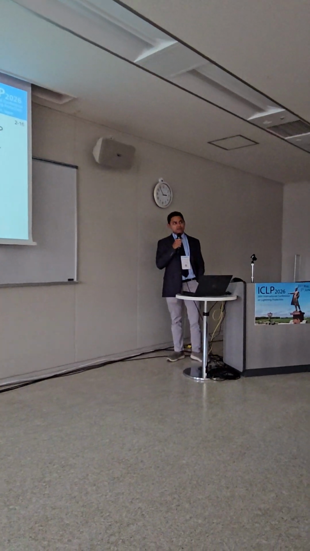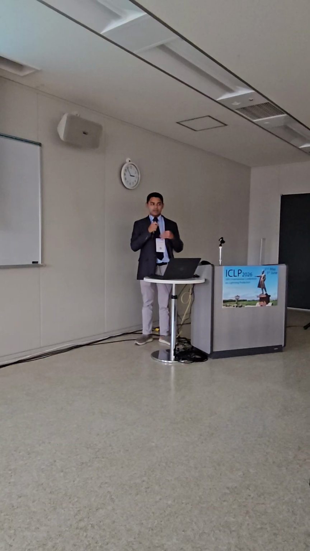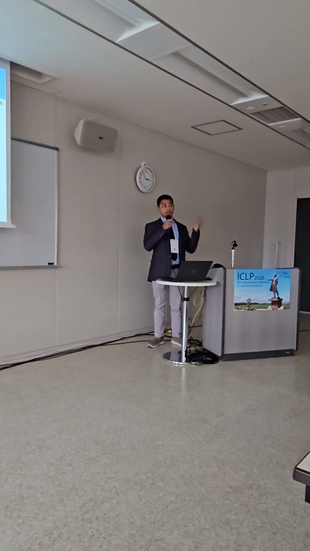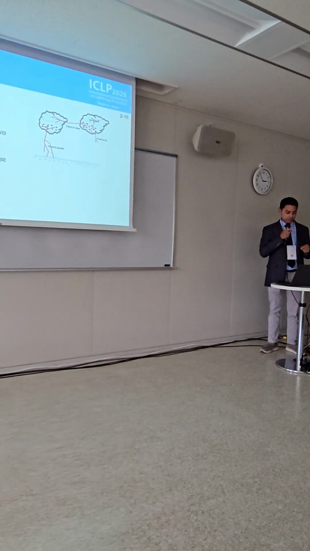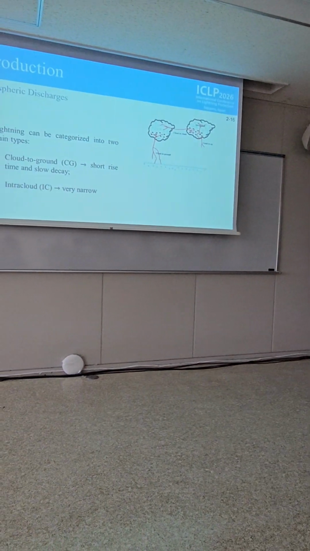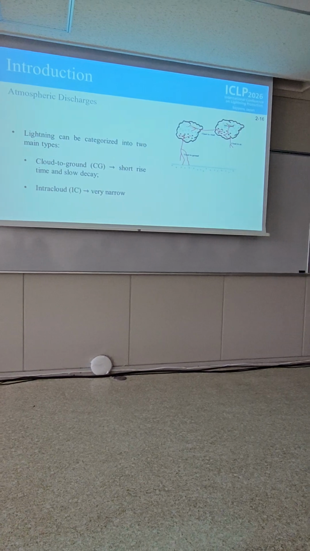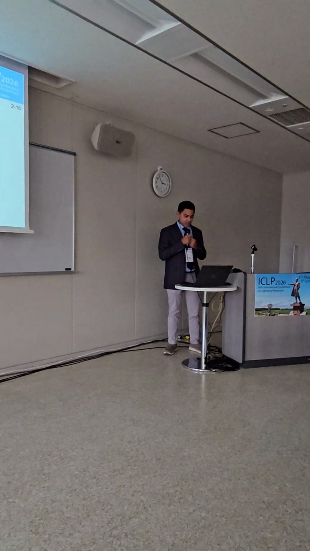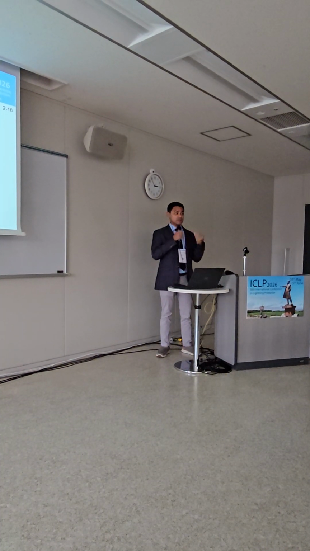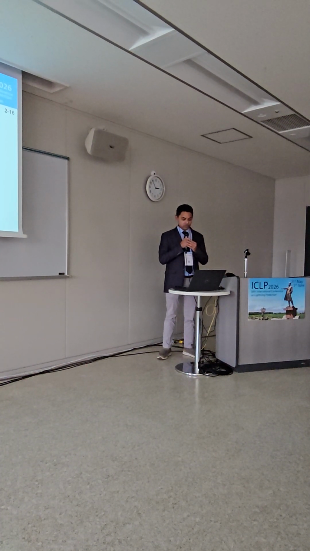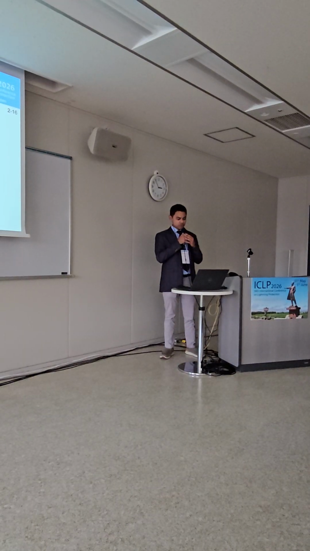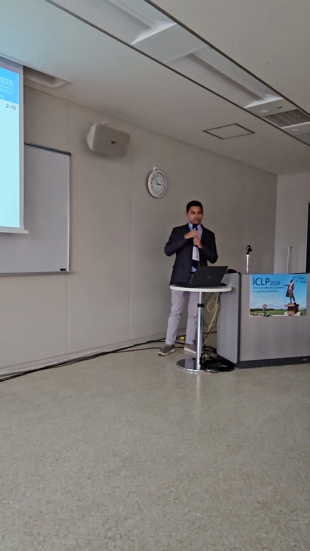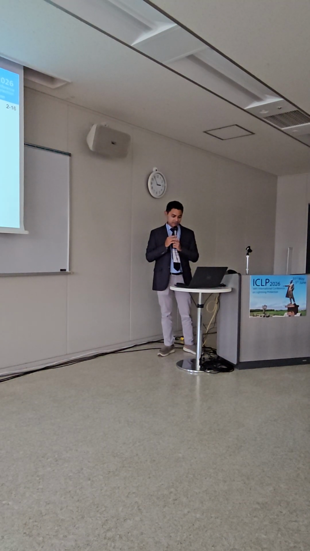Lightning can be divided mainly into two types: the one that remains in the cloud, the intra-cloud lightning flashes, and the cloud to ground, the ones that touch the ground. They have different features in their electric field signals. For example, cloud to ground flashes have short rise times and slow decay times, depending on the distance you measure those electric fields. And intra-cloud flashes usually have narrow pulses, they are bipolar, and they sometimes have crazy wave shapes.